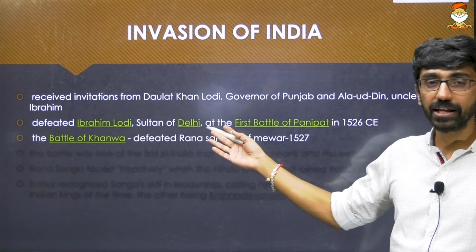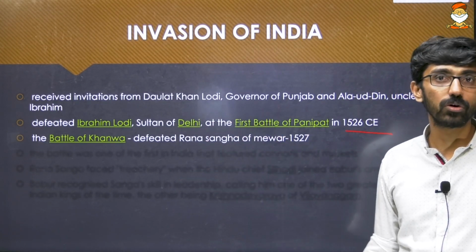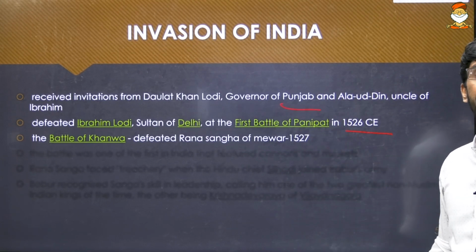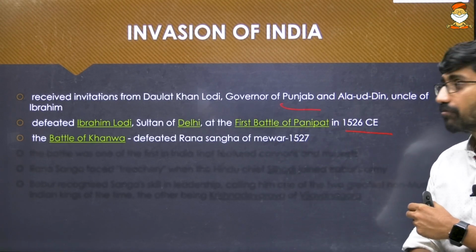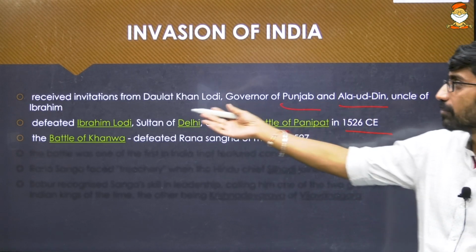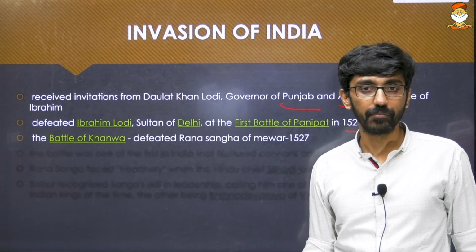Ibrahim Lodi, Sultan of Delhi, got defeated at the Battle of Panipat in 1526. Daulat Khan Lodi, the governor of Lahore, or the governor of the Punjab provinces, invited Babur to defeat Ibrahim Lodi. Particularly Daulat Khan Lodi, as well as Alauddin, uncle of Ibrahim Lodi, invited Babur to defeat Ibrahim Khan Lodi.